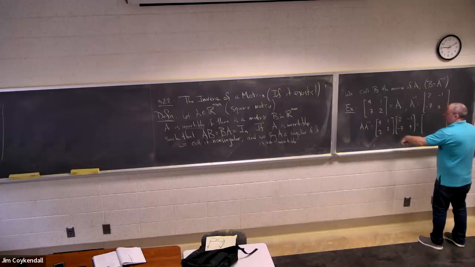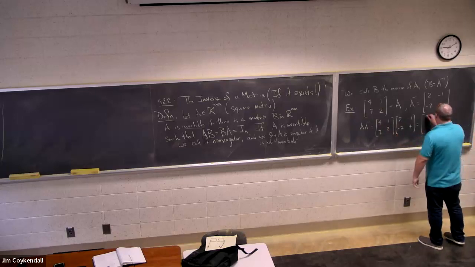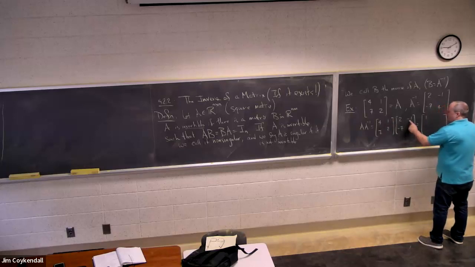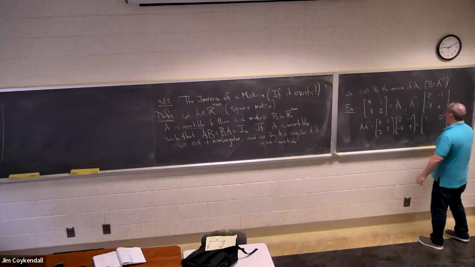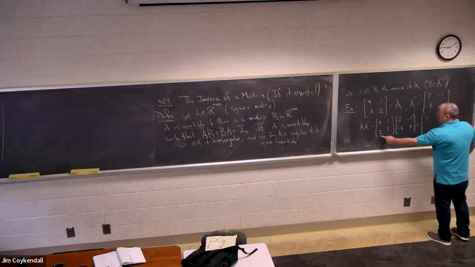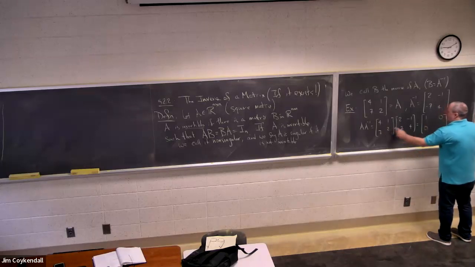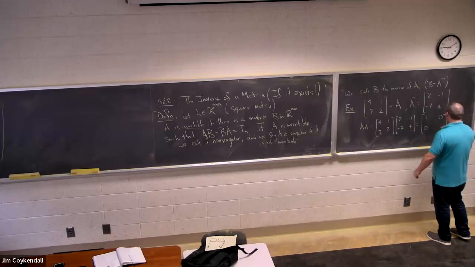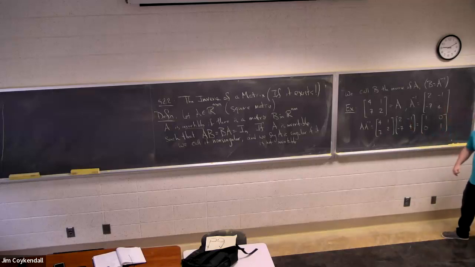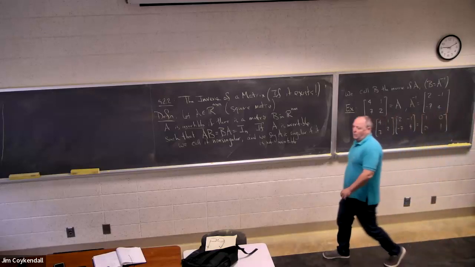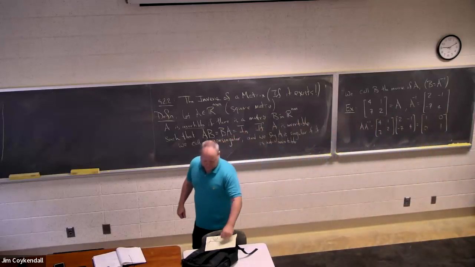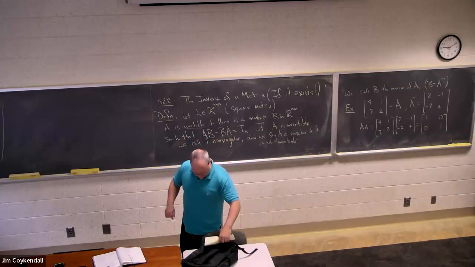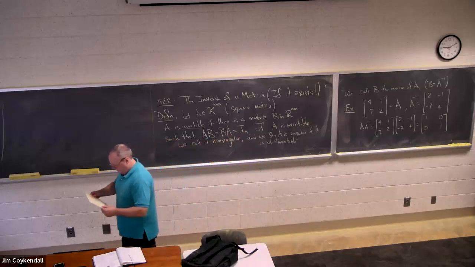First row, first column, 8 minus 7 is 1. Minus 4 plus 4, that is 0 here. This gives 14 minus 14, which is 0. And this gives minus 7 plus 8, which is 1. So there's your inverse right there. And that works from the other side too. Okay. Any questions?